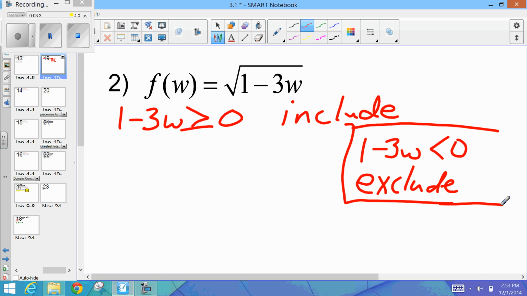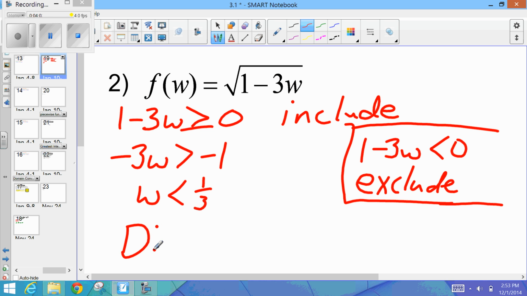Okay. So instead of talking about what we're going to exclude, let's talk about what we're going to include. We're going to include all of the numbers that would leave the radicand greater than or equal to 0. Well, let's solve for w there. So I'm subtracting 1. I'm dividing by -3. So if w is less than 1/3, then our radicand will be positive. And so therefore the domain, okay, again, these are the numbers we are including. The domain is going to be all of the real numbers that are less than 1/3.